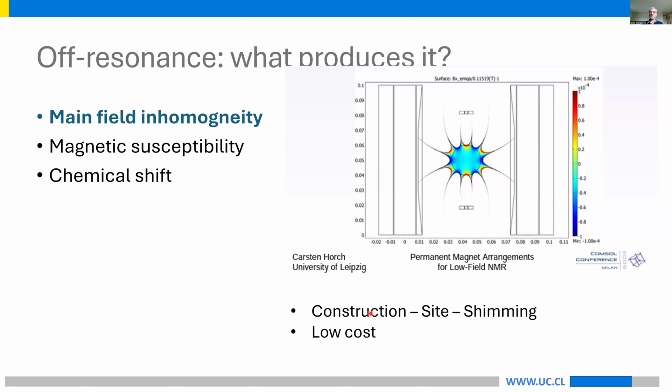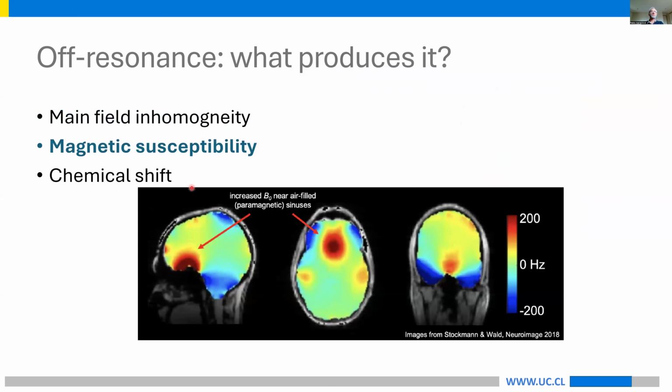So it depends on the construction, the site, the shimming, and that will produce off resonance, which could be quite large for a low-cost scanner. The other two, magnetic susceptibility, that's not such a big problem for low cost. Magnetic susceptibility comes from the interfaces from tissues with different susceptibilities. For example, here in this example is from air and water, and it produces a change in the field that will distort the image.